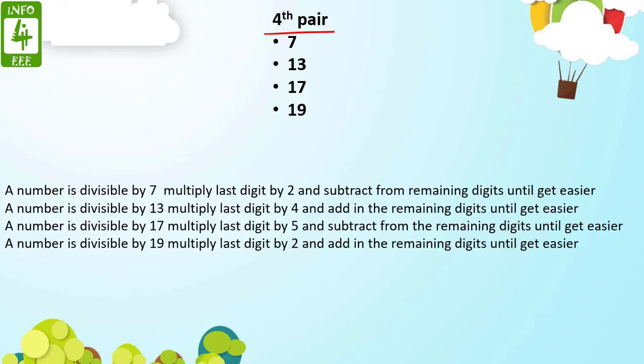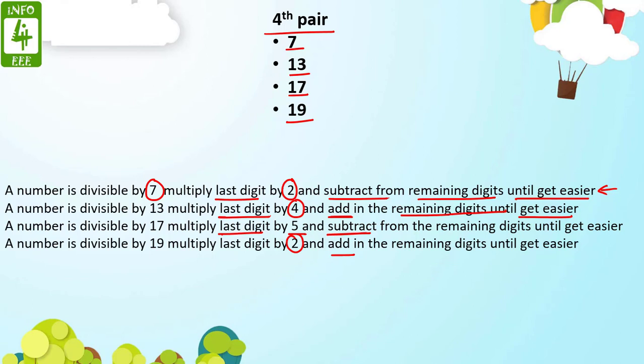So the fourth pair is the divisibility rule for 7, 13, 17 and 19. For 7, you need to take the last digit, multiply it by 2 and subtract it from the remaining digits until it gets easier. I'll explain this with an example. For 13, we need to pick the last digit, multiply by 4 and add it to the remaining digits until it gets easier. For 17, pick the last digit, multiply by 5 and subtract from the remaining digits until it gets easier. For 19, take the last digit, multiply by 2 and add it.